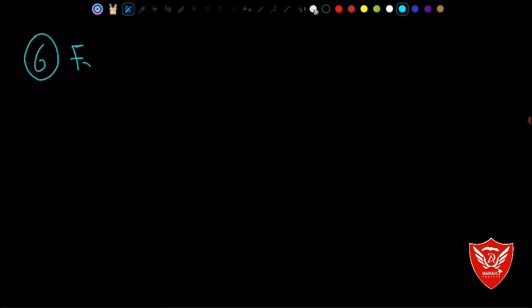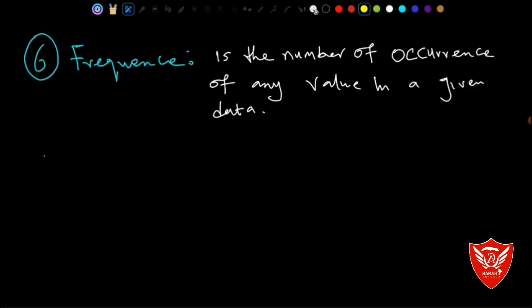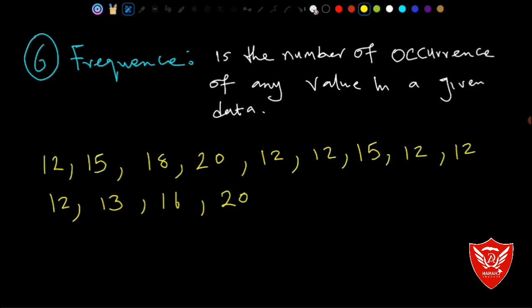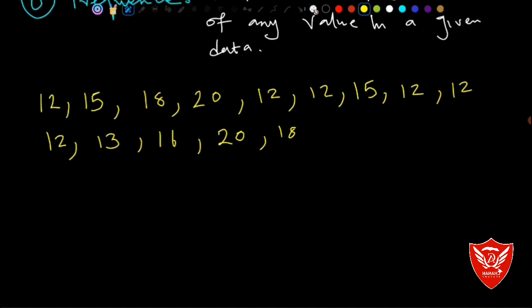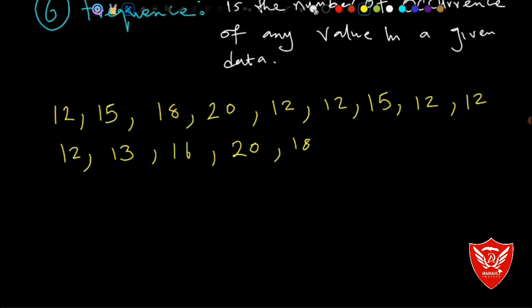Frequency. Now, a frequency is the number of occurrence of any value in a given data. Suppose you are given a data, say 12. For us to put this in a frequency format, we'll have to first arrange the data in an array and then place the frequency. So let's do that and see.